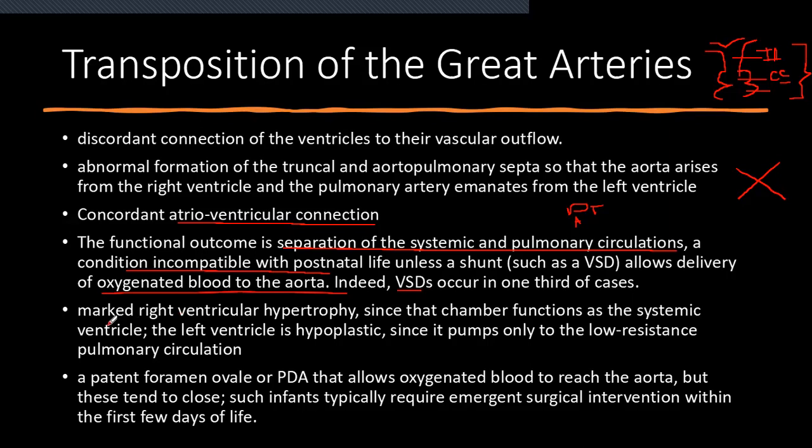It also presents with right ventricular hypertrophy because the chamber functions as a systemic ventricle, so it has to pump blood against high resistance and undergoes hypertrophy. The left ventricle, on the other hand, is hypoplastic because it pumps against the low resistance pulmonary circulation. A patent foramen ovale or a patent ductus arteriosus allows oxygenated blood to reach the aorta. But remember the ductus arteriosus will close after birth, so such infants will require emergent surgical intervention within the first few days of life.